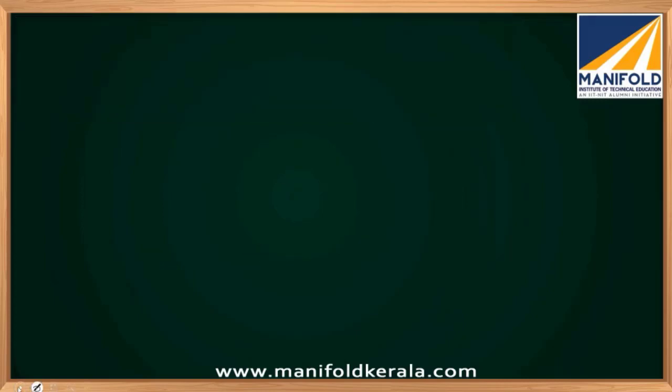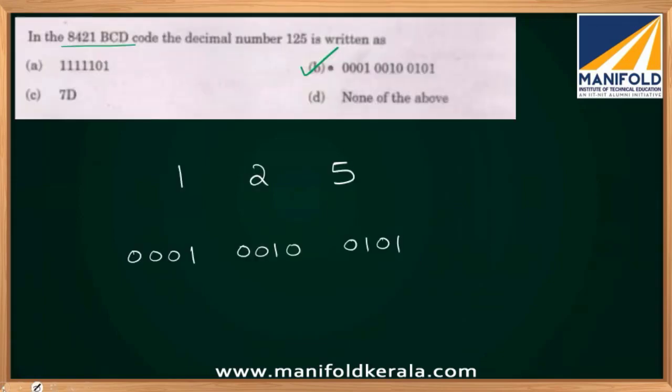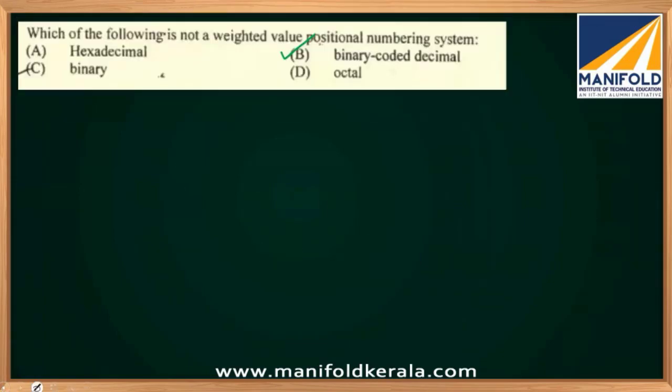I think that's it. These are the questions I could collect from all the number system part. There were around 22 question papers, and these were the questions I could see from number systems. There were 2 questions in every paper. Some questions are very simple, so I haven't selected them.